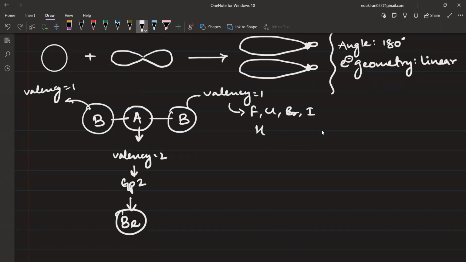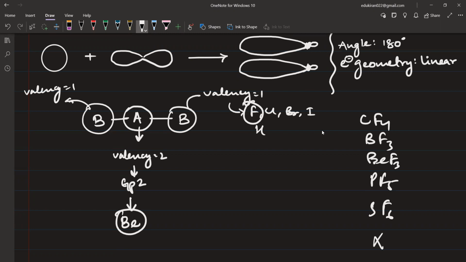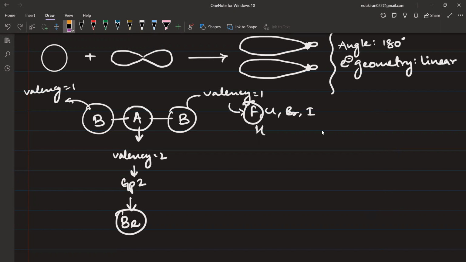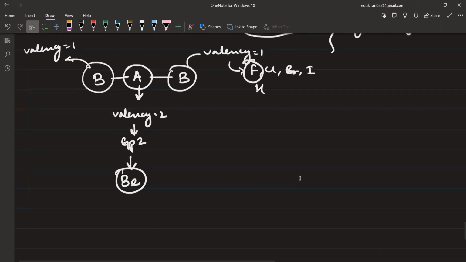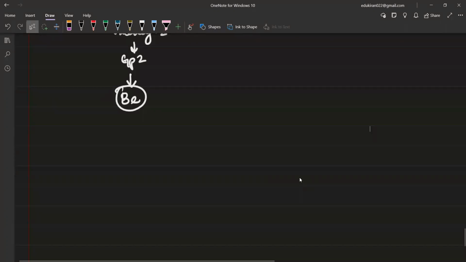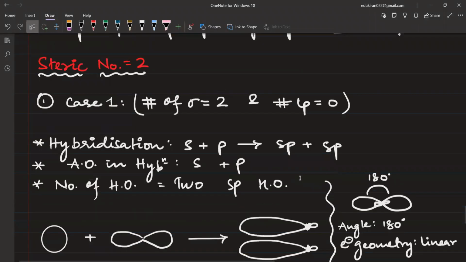And in general, fluorine can make bonds with almost anything. You can make CF4, you can make BF3, you can make BeF3. You can make PF5, you can make SF6. Even xenon makes compounds with fluorine. That we will study at the end. So if you are asked to give examples, you will think of fluorine because its valency is also 1 and it is very reactive. Okay, so this is for AB2.